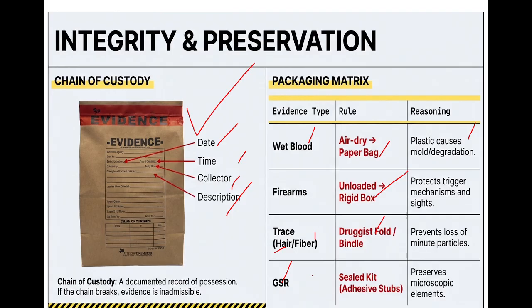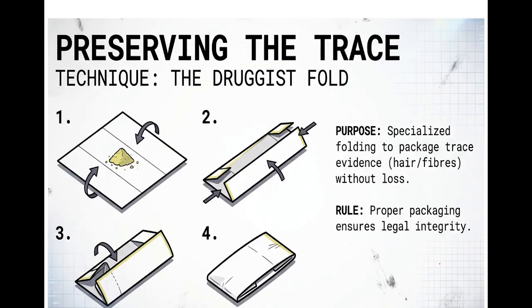Gunshot residue, GSR, needs to be picked up by adhesive stubs, special adhesive materials that pick up the gunpowder, and you send it to microscopic analysis. Microscopic analysis could be optical or scanning electron microscopes. We already talked about this before as well. So you know how you have to fold the fiber and the hair and the gunpowder as well.